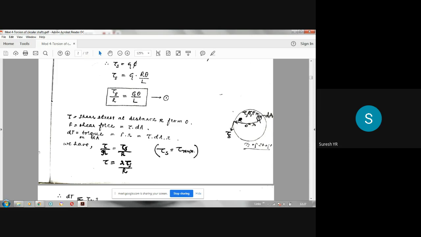If you want the torque, I will call it as dT. Because I am taking a small area, the torque I am going to take is the torque acting over that smaller area. That is dT. So dT will be F into r. So F into r is dT. F is tau into dA, into r. So this is the expression for the torque.